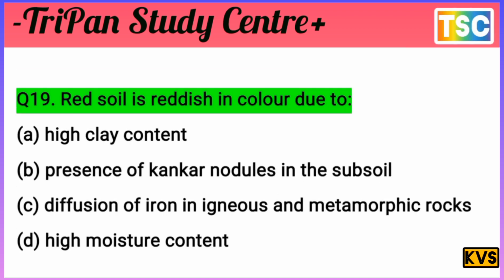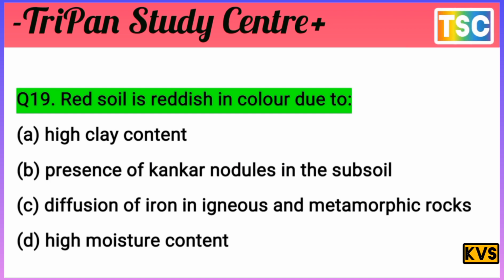The next question on your screen: red soil is reddish in color due to what? That's an important question. The options: A, high clay content; B, presence of kankar nodules in the subsoil; C, diffusion of iron in igneous and metamorphic rock; and D, high moisture content. That's important. First of all, I give you a few seconds to test your knowledge.